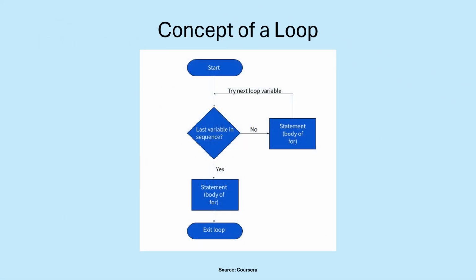This is a visual that explains the concept of a loop. The program starts and it is fed into the loop statement, which checks: is that the last variable in sequence? If it is true, then it goes into the statement body of the loop and exits the loop. If it is not true, it'll go back and try the next loop variable.